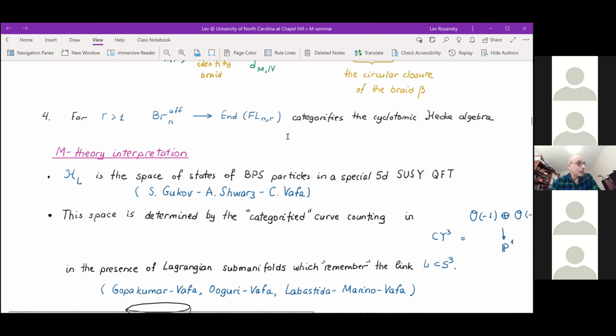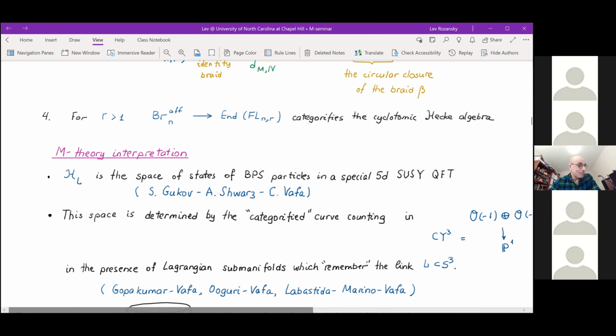Let me quickly go over the M-theory interpretation of what goes on, and I'll come back to it later. So the link homology appears as the space of states of BPS particles in a special 5-dimensional supersymmetric quantum field theory. So that's slogan number 1. This was suggested by Gukov, Schwarz, and Vafa at the time when we were categorifying Soergel bimodules.